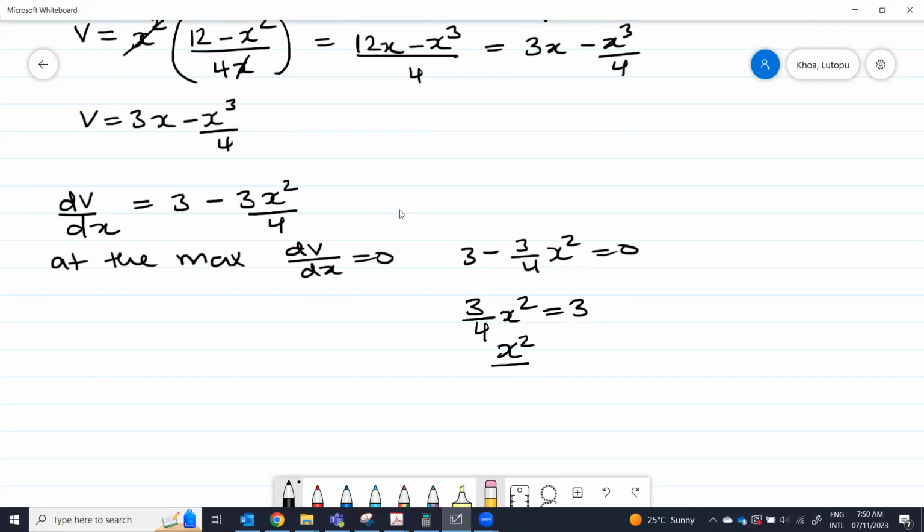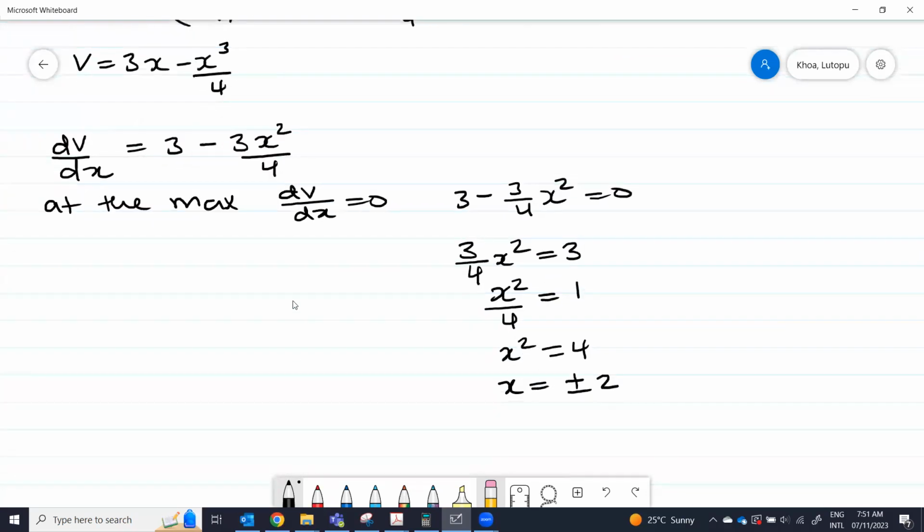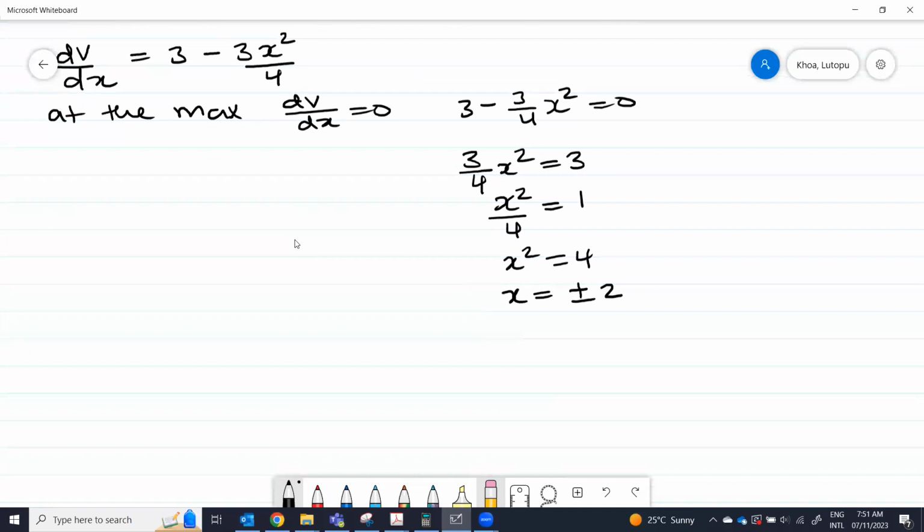This means x squared over 4 is equal to 1. So x squared is equal to 4. So we have x is equal to plus or minus 2. Now remember, this x is the length of the base. So we know that the base must have a positive length because length cannot be negative. So we say since x is a length, x must be greater than 0, and therefore x is equal to 2.